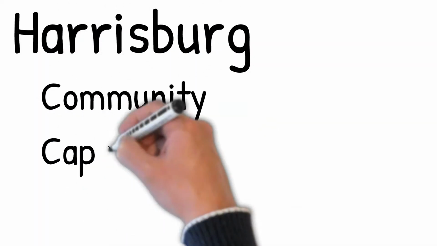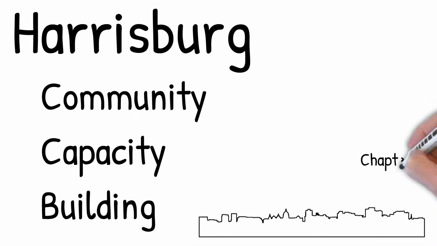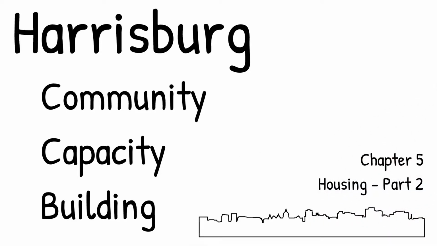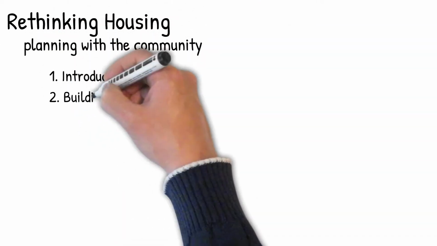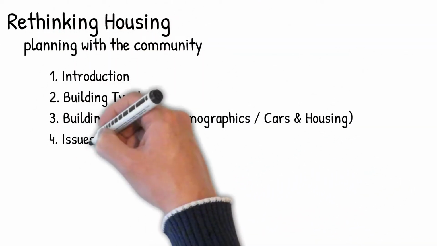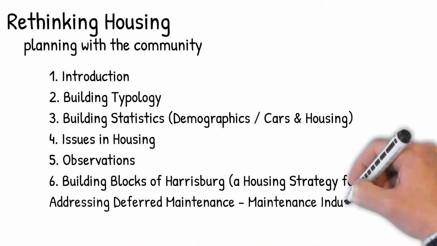This week we're going to continue the discussion of Chapter 5, Housing, and in this chapter I've split it up into 6 segments to make it a little bit easier to digest. That was looking at number 1, the introduction, number 2, the building typology, number 3, building statistics, number 4, issues in housing, number 5, observations, and number 6, building blocks of Harrisburg.